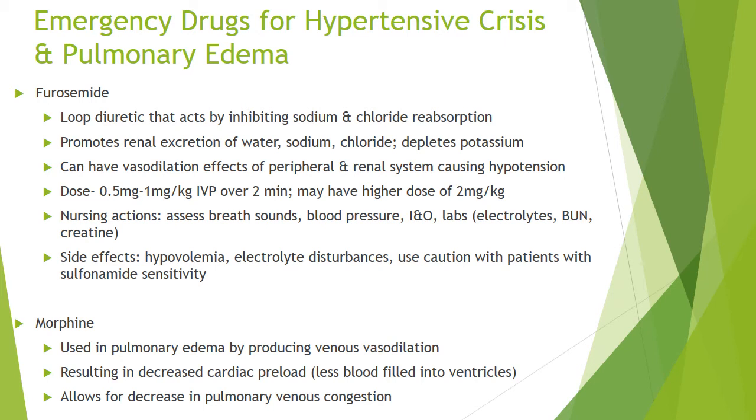We like to use morphine in patients that have pulmonary edema because it produces venous vasodilation. It allows for us to have a decrease in cardiac preload, which is less blood filled into the ventricles. So less blood filled into the ventricles means less blood that can back up and cause venous congestion.